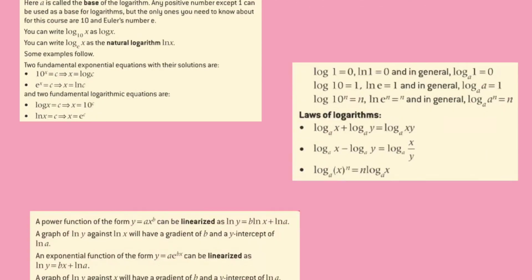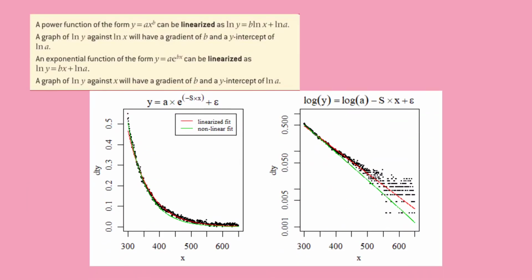A power function of the form y = ax^b can be linearized as ln y = b ln x + ln a. A graph of ln y against ln x will have a gradient of b and a y-intercept of ln a, while an exponential function of the form y = ae^(bx) can be linearized as ln y = bx + ln a, and a graph of ln y against x will have a gradient of b and a y-intercept of ln a.